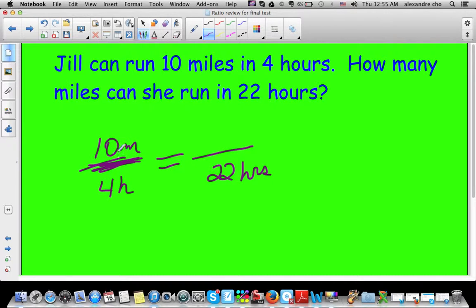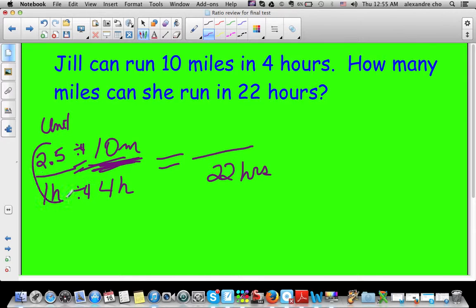Remember we changed this? Okay. So instead of 10 miles over 4 hours, let's change that. And I'll write it here in the back, unit rate. Okay, so let's see what she does in 1 hour. So 4 to go to 1 is divided by 4. And then I have to do the same thing on top. And 10 divided by 4 is 2.5.